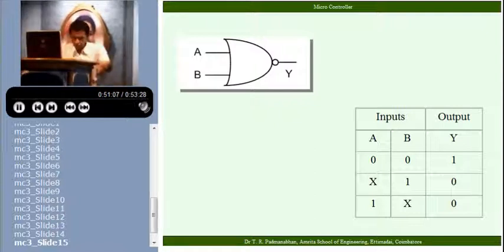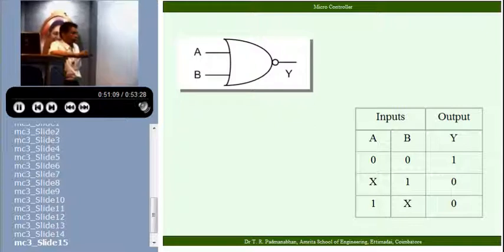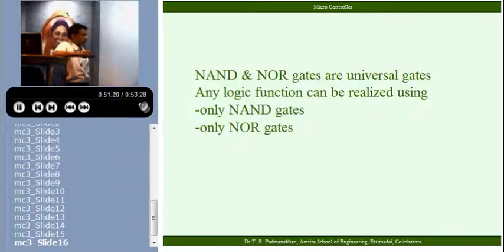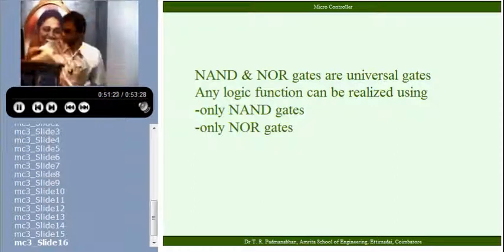That's a truth table of a NOR gate. Once again, this is the key statement. Output is 1 if and only if both inputs are 0. Otherwise, output is 0. This has to be 0, this has to be 0, then only it will be a 1.